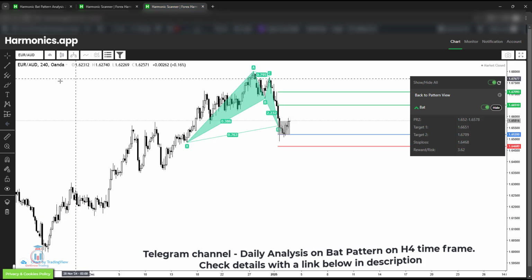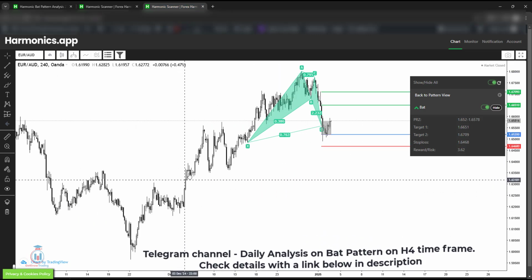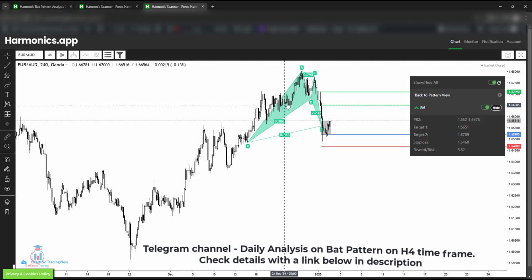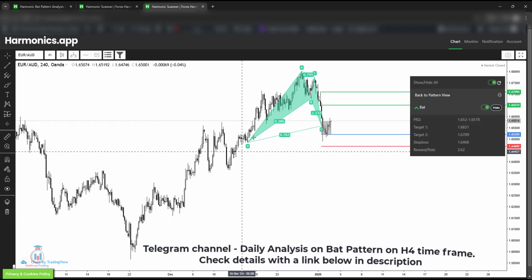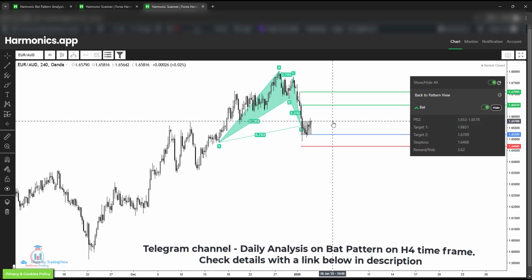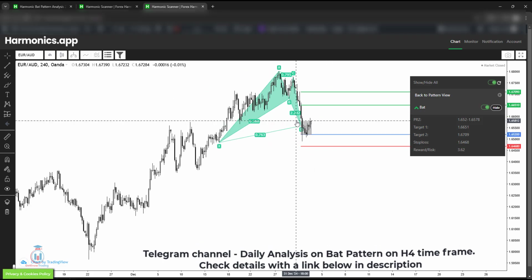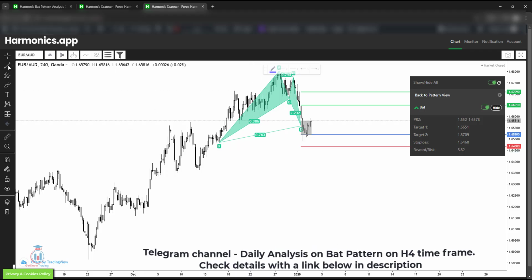The second one is Euro against Australian dollar, also a bullish Bat pattern in line with the technical analysis, where the bullish Bat pattern has been formed in line with the direction of the trend. It is a bullish trend where the price has reached the potential reversal zone and is currently heading up. So these are the two that I will also follow, and we can see how to make the technical analysis.